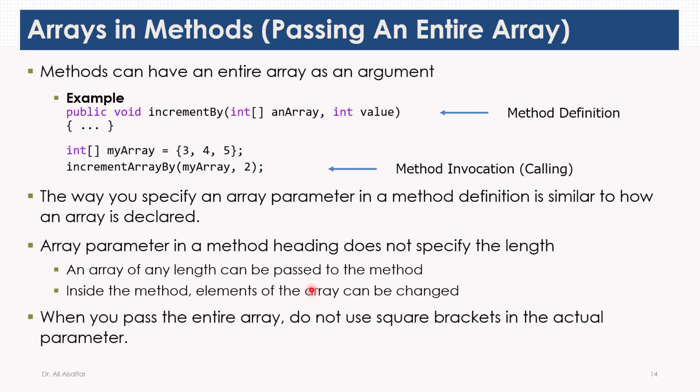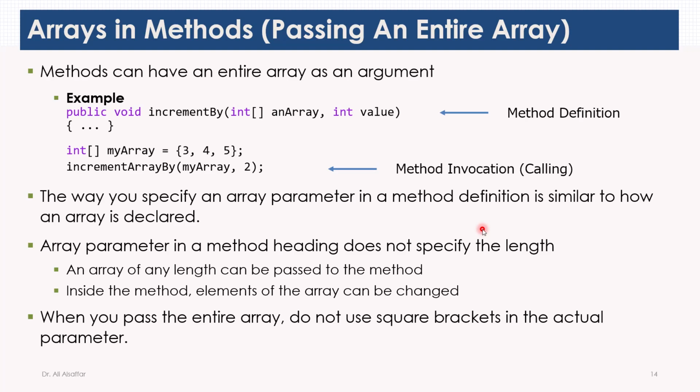Now we come to the other side. The first side, how to define an array when you define a method. Now the other side, how to pass the entire array when you call the method. You pass the entire array by just giving the name of the array like what we are doing in this example. You do not use square brackets in the actual parameter. Here is the actual parameter, my array, and here is the formal parameter for the method. So simply don't specify squares, don't specify the length of the array, just simply the name of the array, you specify it as an argument.